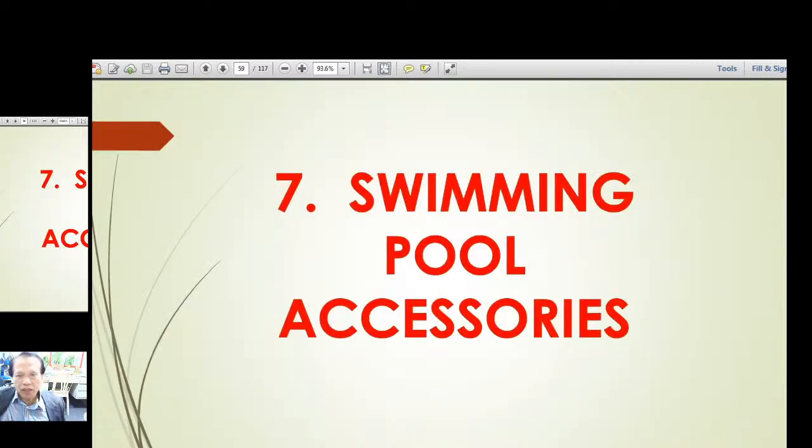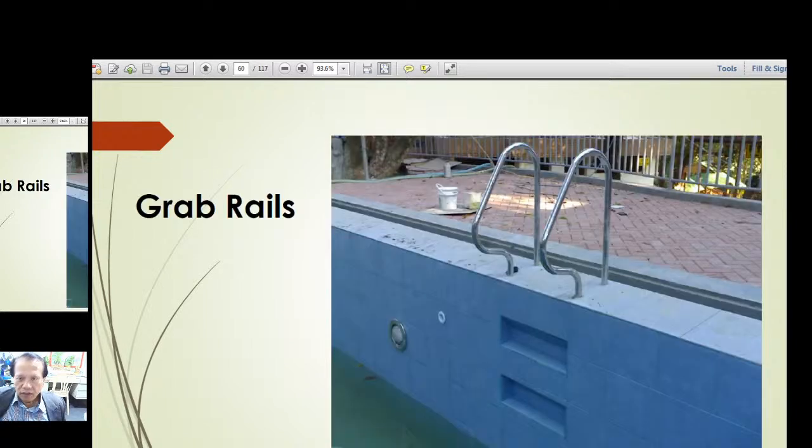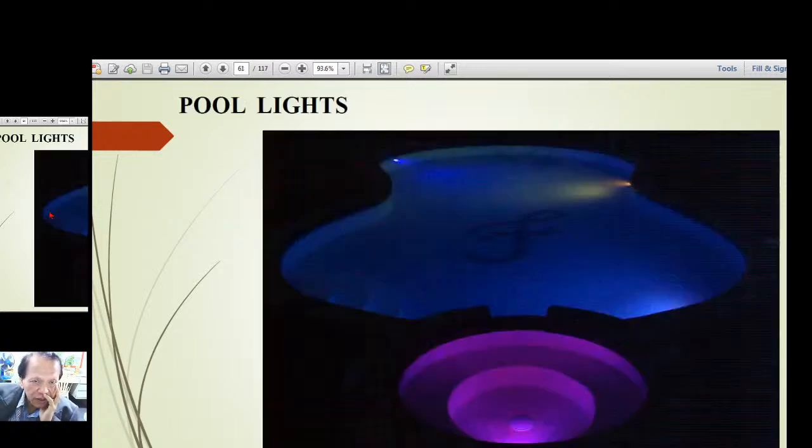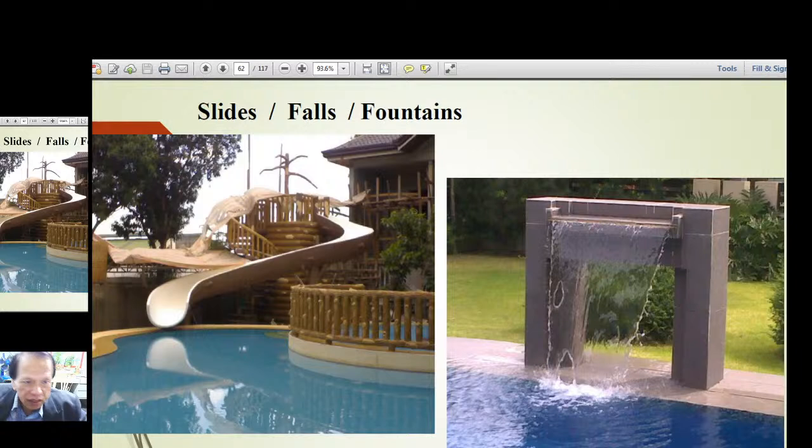Swimming pool accessories. We have here the grab rails. The grab rails must be mounted securely. As you can see here, before it is finished, the piping must have been connected to the rebars, welded, so that when the tile finishing is accomplished, it would be very firm and strong. And pole lights, and the slides if you want, and here on the right side are the falls or fountains.